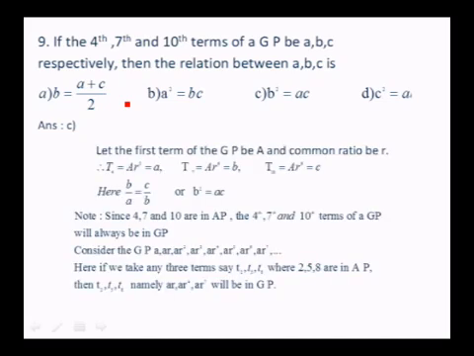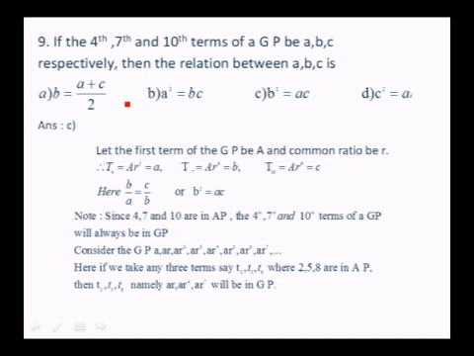The first term of the GP be A and the common ratio be R. Since you are already having one a there, I take the first term as capital A. So T4 is AR cube, that is equal to a. T7 is AR to the power of 6, that is b. T10, the 10th term, is AR to the power of 9, that is equal to c.